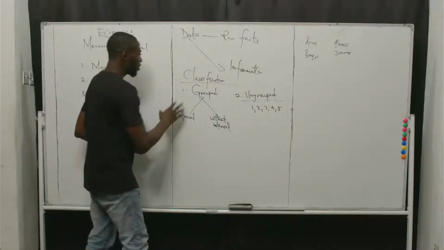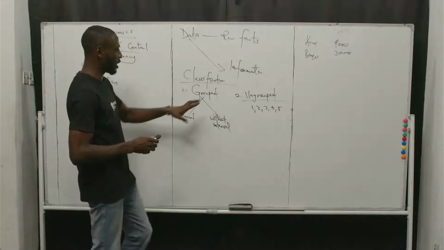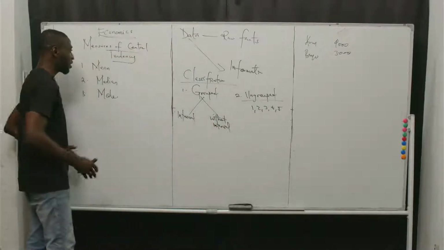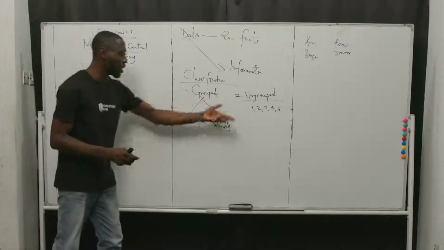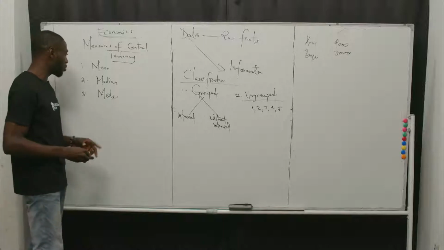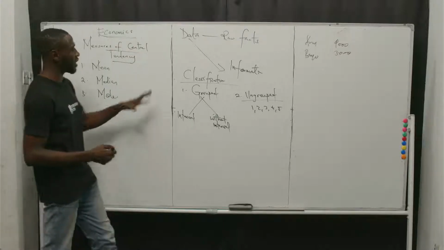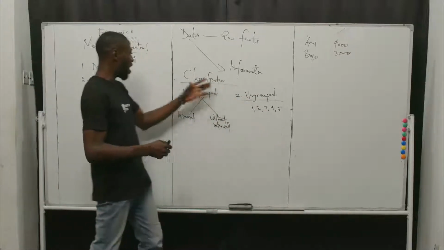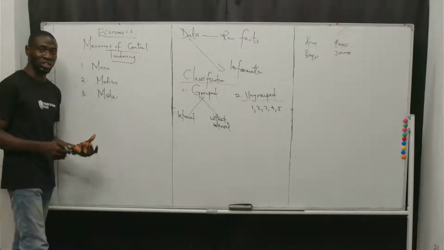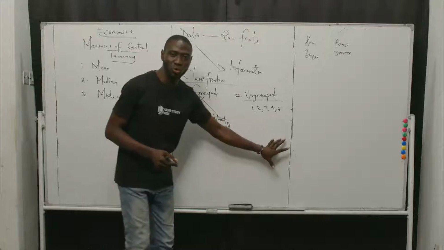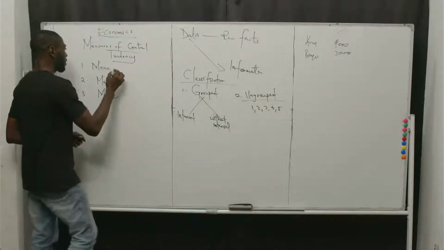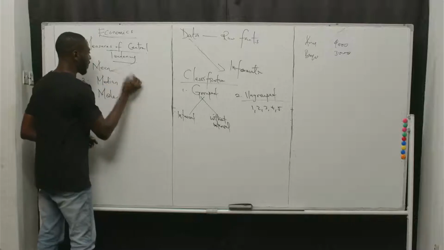Now I want us to take the ungrouped data, then we explain them, then we see how we can solve relevant questions under them, which is the mean, median, and mode. Now let's go back. Since we have analyzed what data is and we've seen the classifications of data, let's go back to our measures of central tendency and how we can apply them to this ungrouped data.